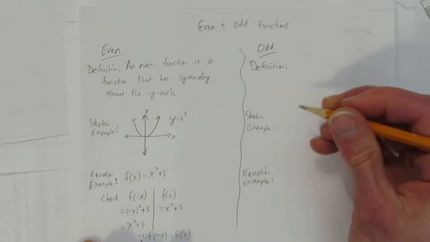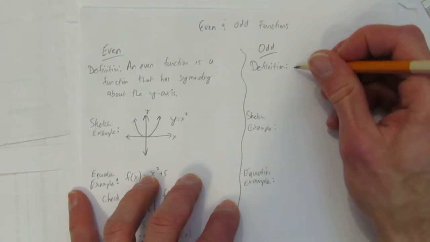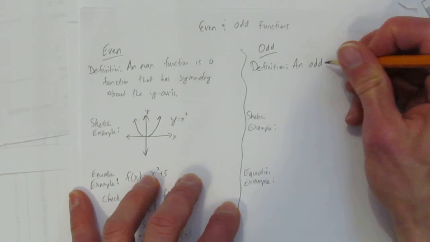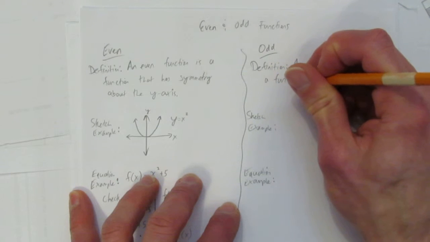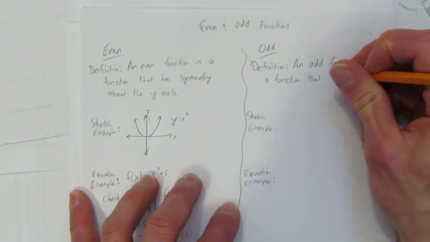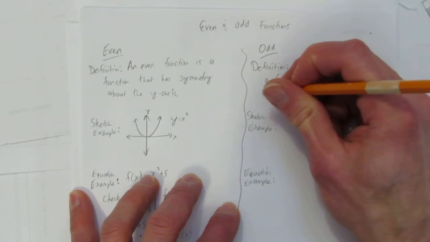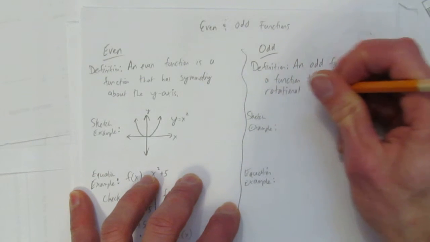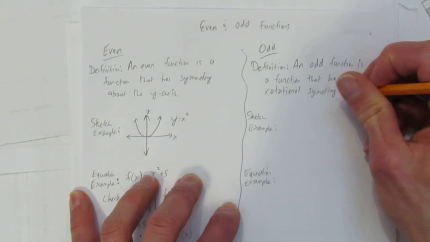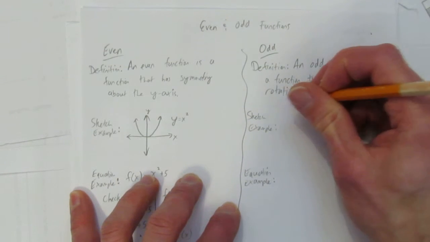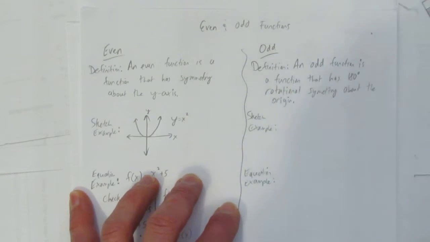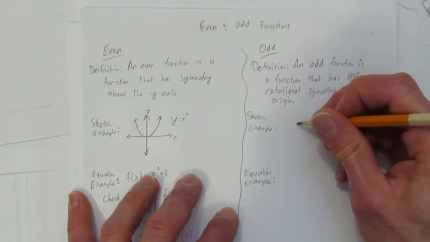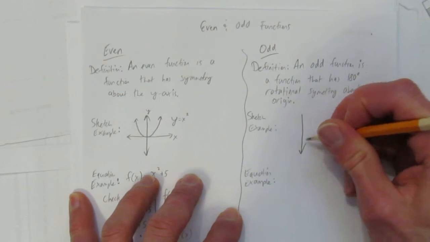We've shown it. What about odd symmetry? Let's define it first. An odd function, or a function with odd symmetry, is a function that has 180-degree rotational symmetry about the origin. Okay, fancy words. All it's saying is this: if you rotate it 180 degrees about the center, the origin, you get the same graph back. So again, there are many, many examples of graphs that do that.